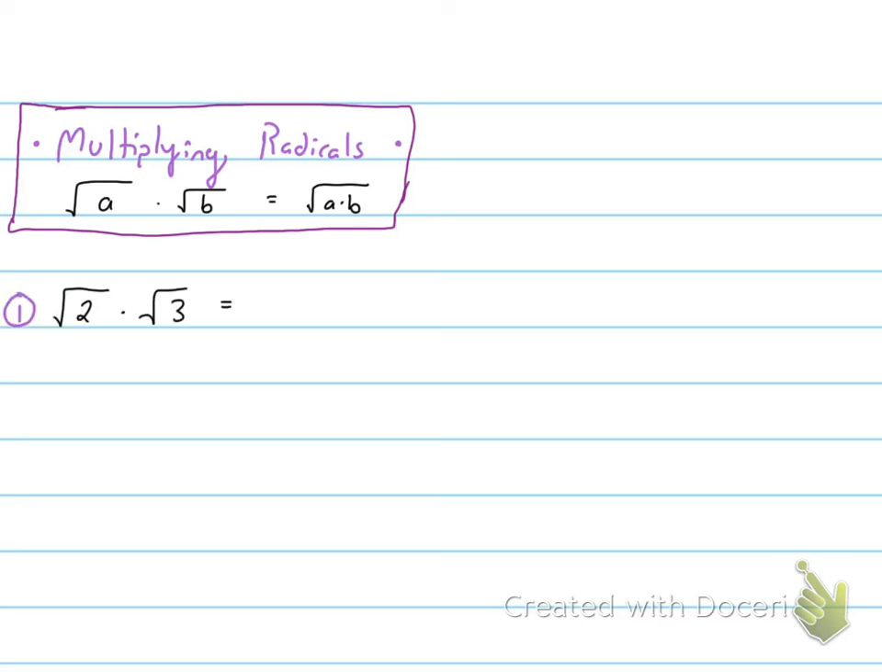So our first example, the square root of 2 times the square root of 3. I'm going to multiply 2 times 3, and it'll give me the square root of 6. I also know that I'm done here. I can't simplify anymore because there are no perfect squares that go into 6.